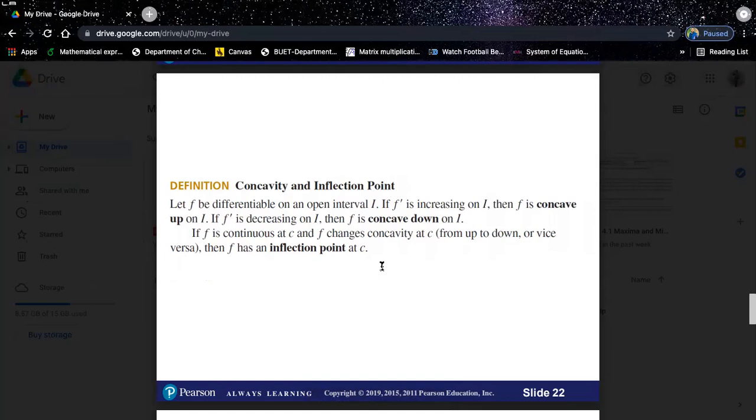Let's say it's C. So at C, we say the function has an inflection point where, as I said, your function has to change its concavity. That means it was concave down initially, and then it becomes concave up, or vice versa. That means it goes from either up to down or from down to up. If it changes its concavity at a point, then we say at that point we have an inflection point.